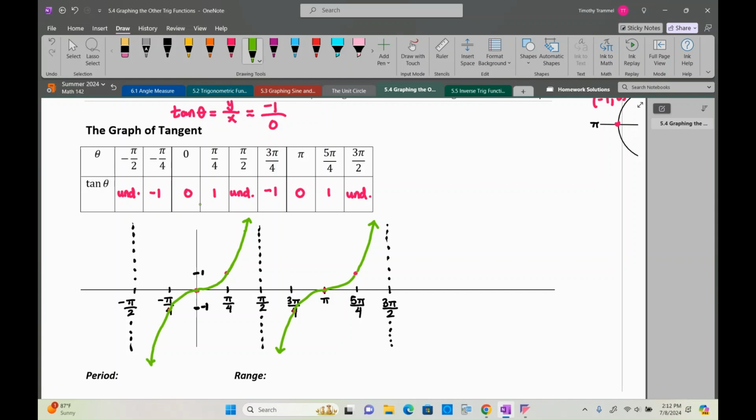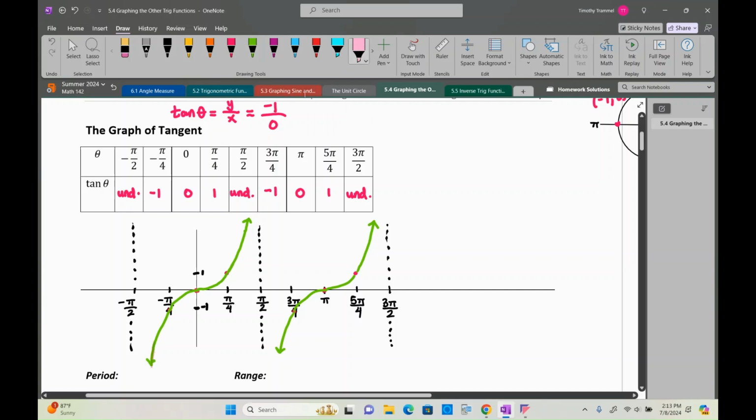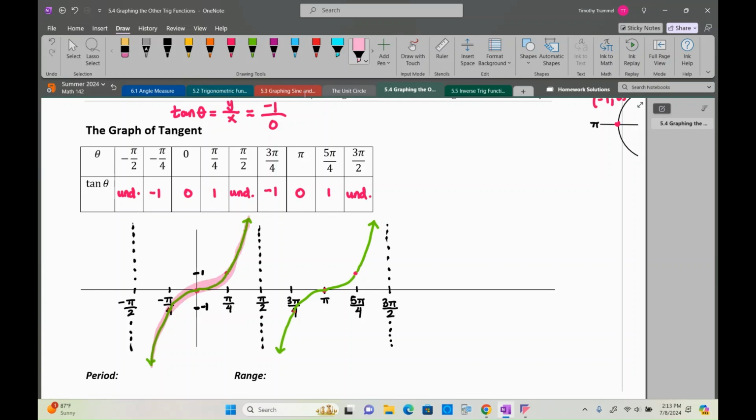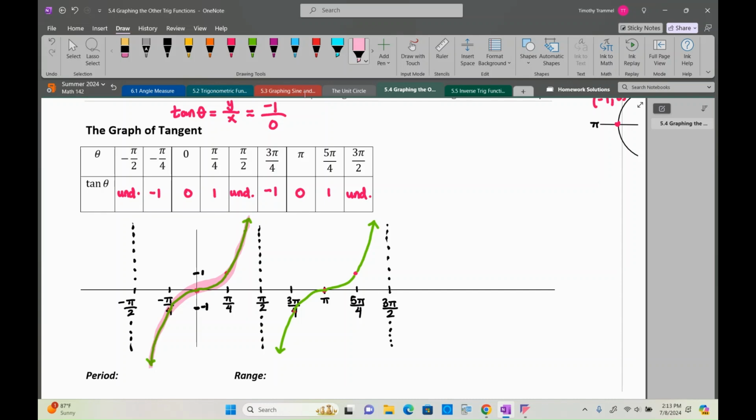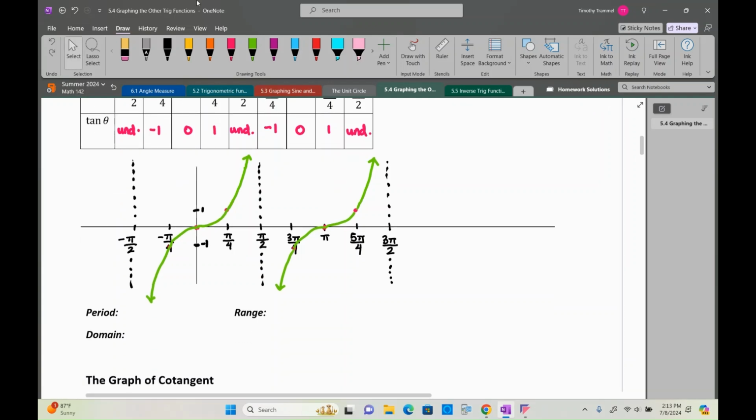What you're looking at here are two periods of tangent of theta. Now, if I were to think about what I consider the parent function to be, I always think about this part right here as my parent function. This is going to be the part that I'm going to think about shifting left and right and up and down and compressing and stretching. So let's just first note now that the period, which we've already said, is pi.